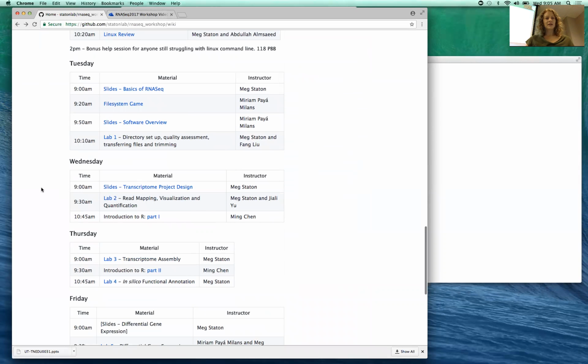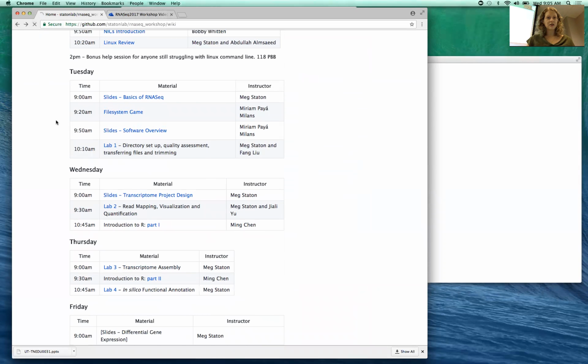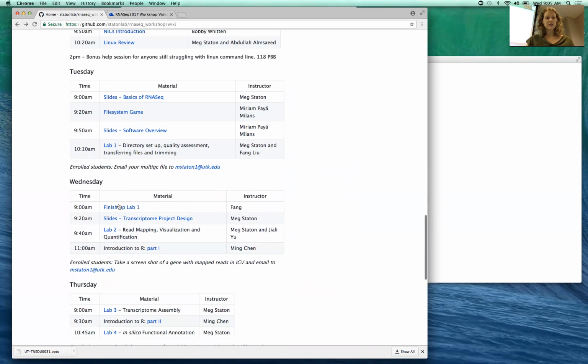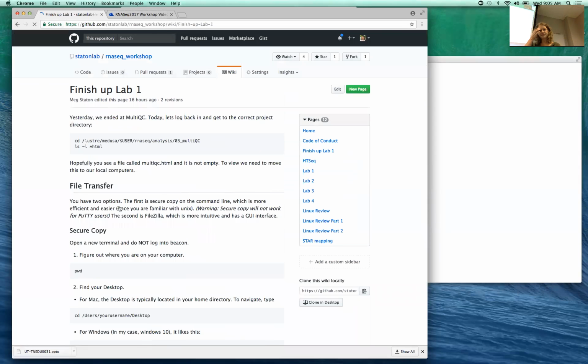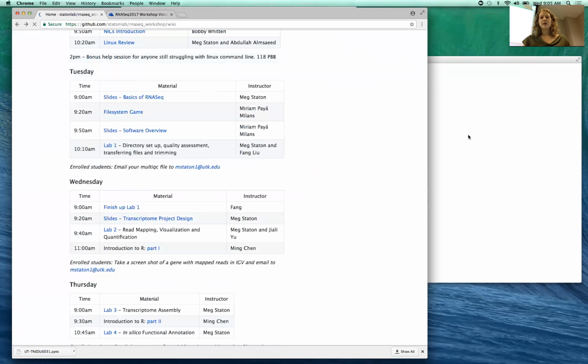So this is pretty typical of this class, that we are a little bit behind. So we're going to finish up lab 1. Hopefully everybody ended up running MultiQC and has a MultiQC file.